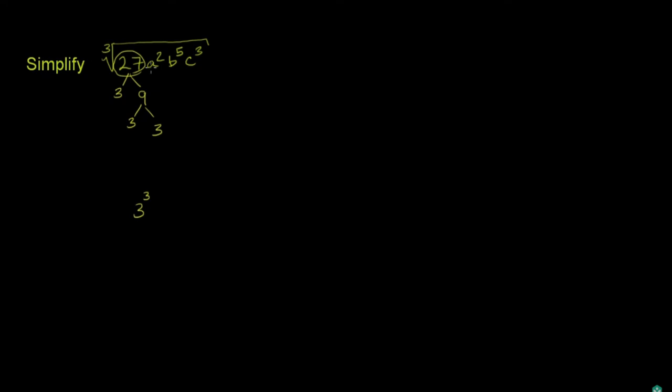Then you have a squared, clearly not a perfect cube. A to the third would have been. So we're just going to write this. Let me write it over here. We can switch the order here because we just have a bunch of things being multiplied by each other. So I'll write the a squared over here.